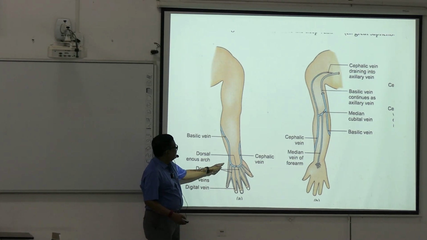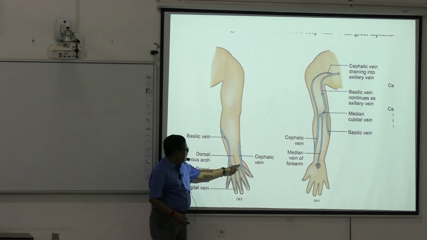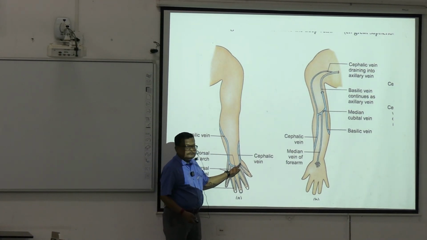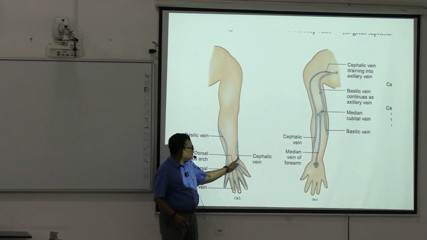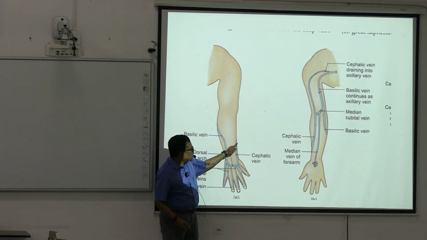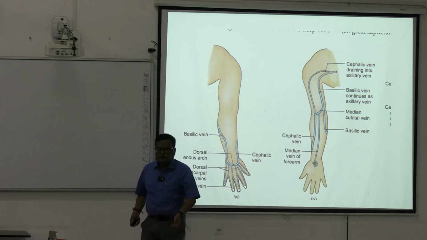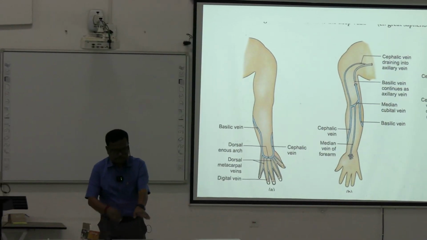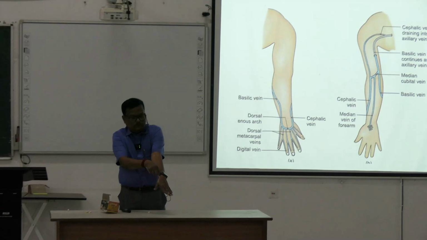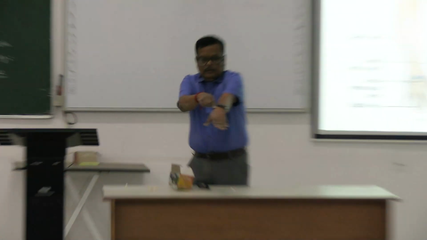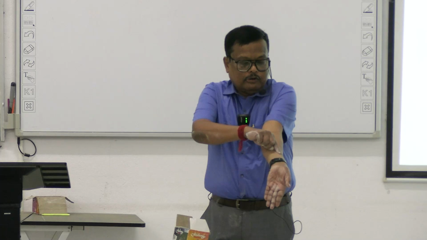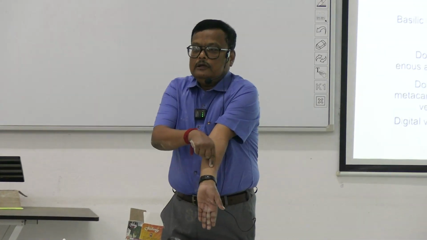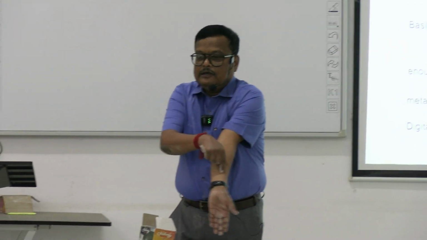So it is the beginning on the dorsal aspect. Then it courses proximally and winds round the lateral border of the forearm. Here it goes proximally, then winds around the lateral border of the forearm and comes on the ventral aspect, anterior aspect.